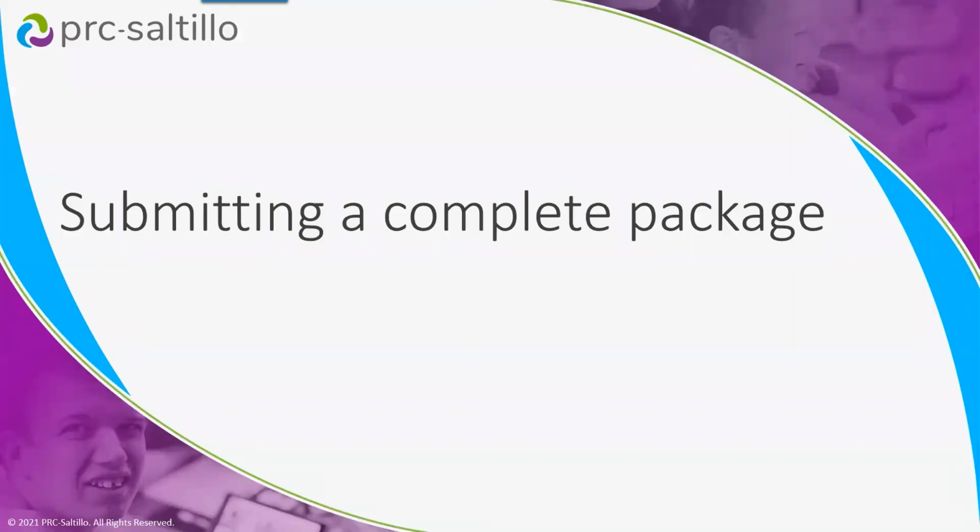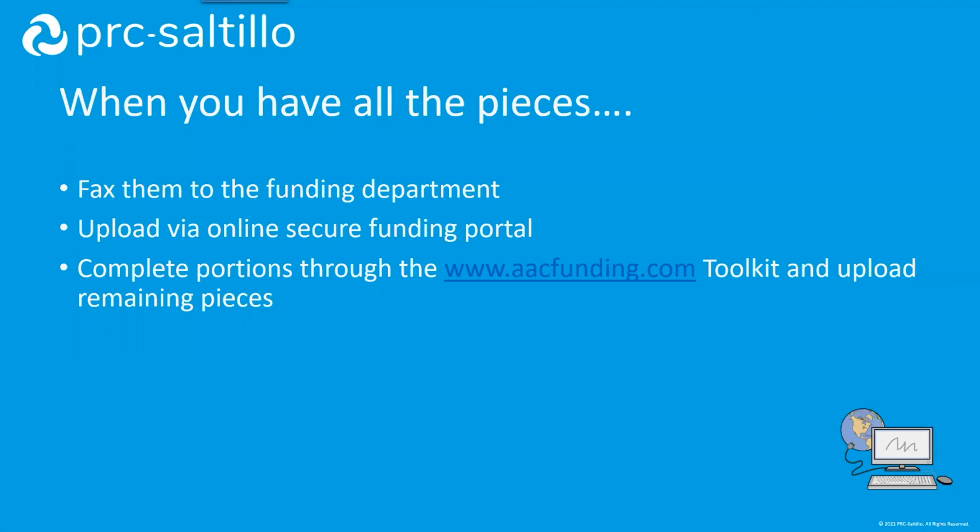So we've gathered all this. Now what? We need to submit it. We don't want to just hold on to this, right? So look at what each vendor is requiring or how they expect you to get this information. A lot of them have fax information. There might be a secure HIPAA compliant upload link on their funding websites.